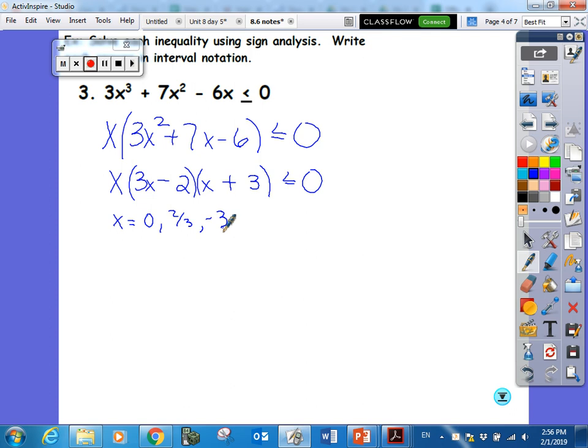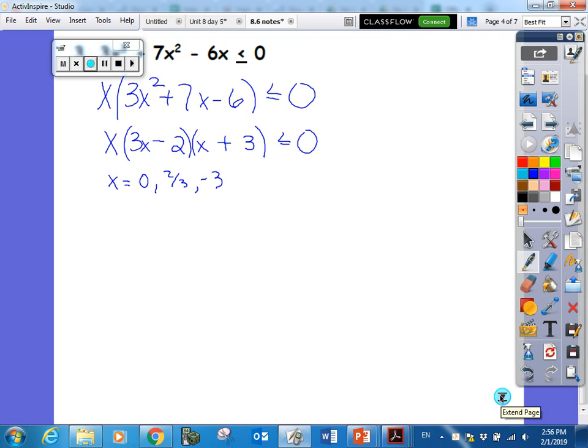And you don't have to write those down. You can just put them straight on your sign chart if you want. Be sure they're in order. Negative 3, 0, and 2/3. And they are all closed dots. And if we want to do our signs, so let me do this one with the signs.